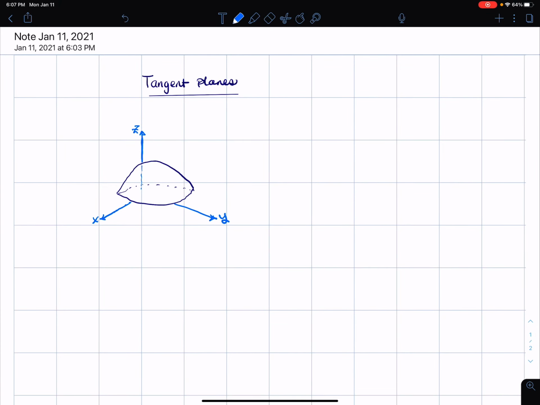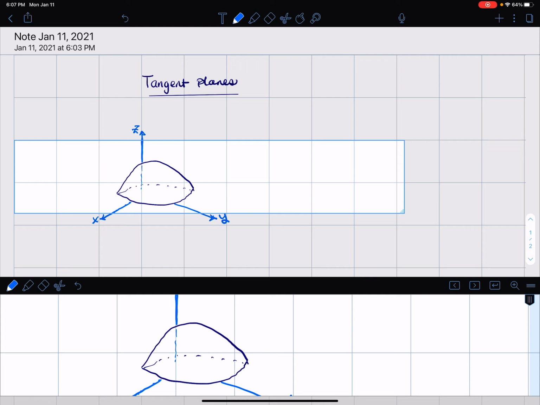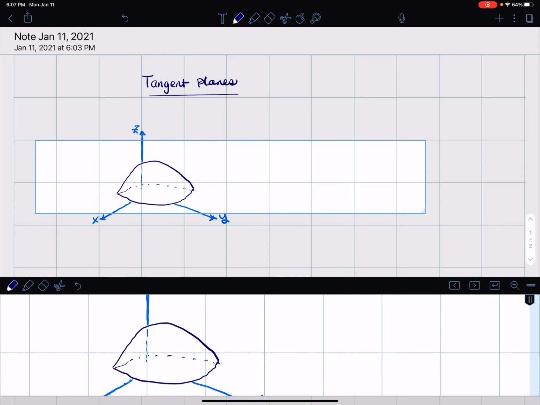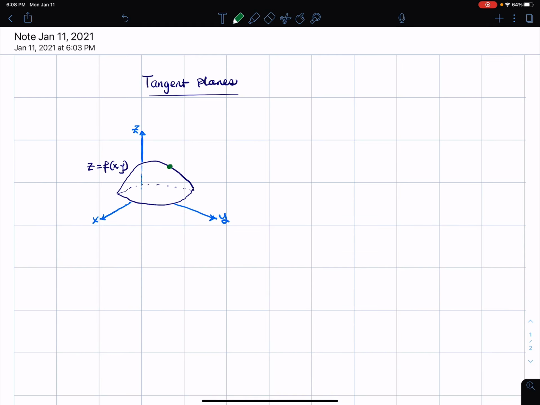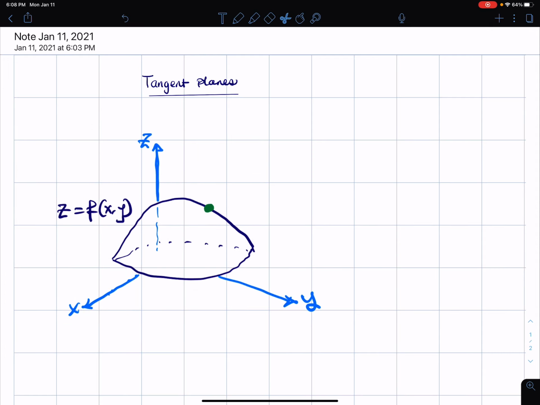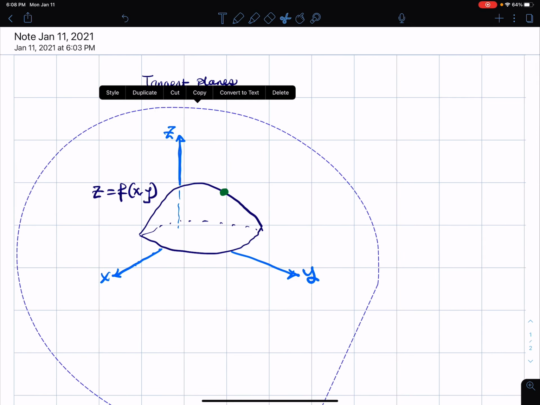Consider a function of two variables. Let this be the graph of the function. This is z equals f of x, y. Now think of a point on the function. Say this is the point, and this point is (a, b, f(a, b)). So I have the point.